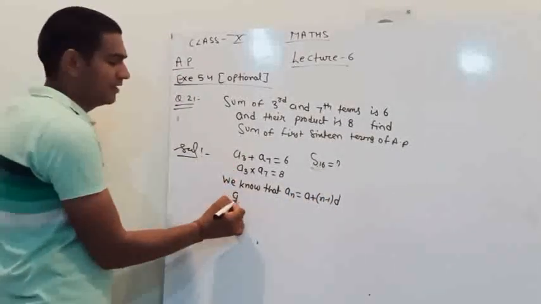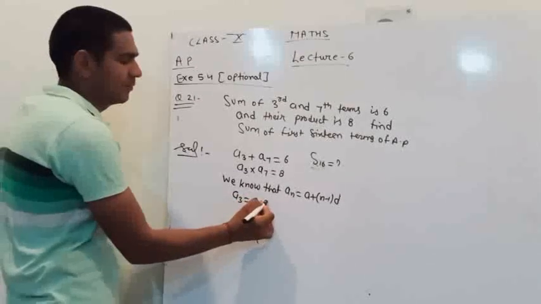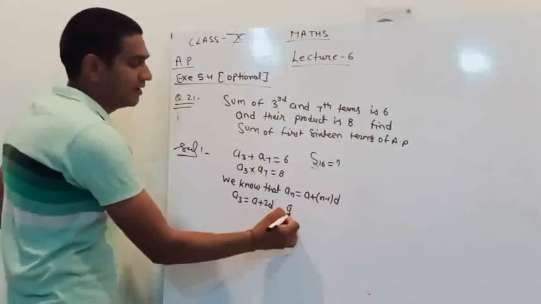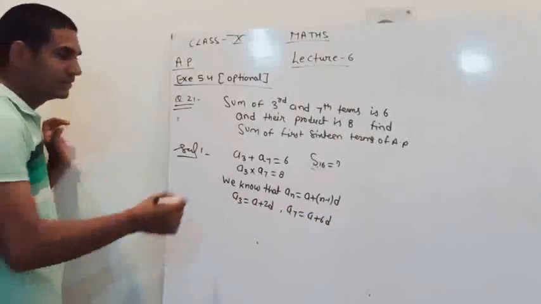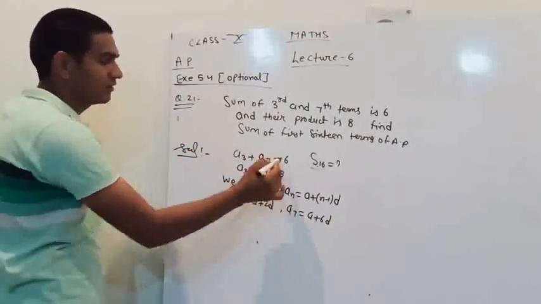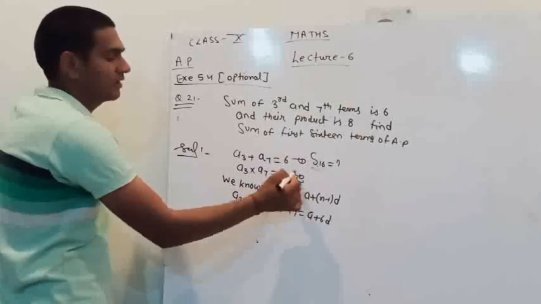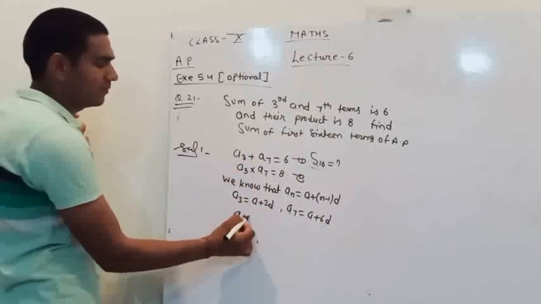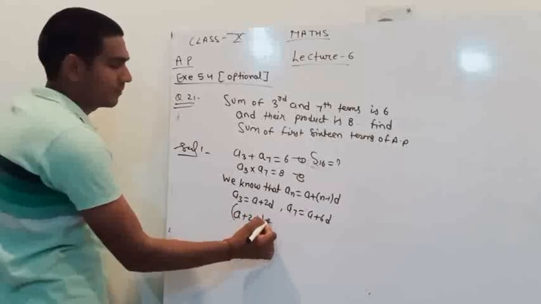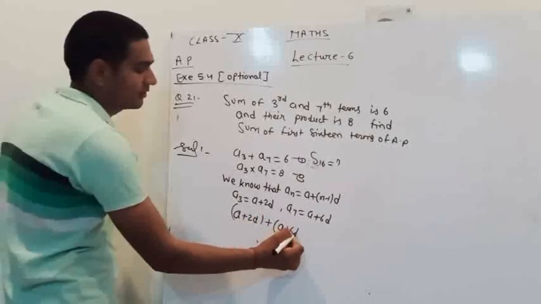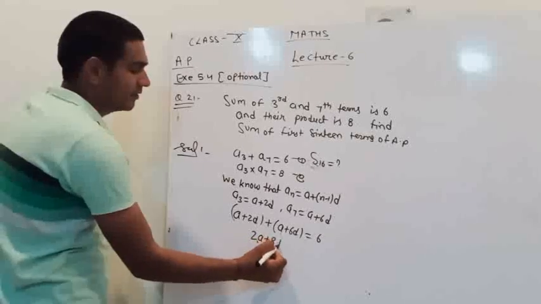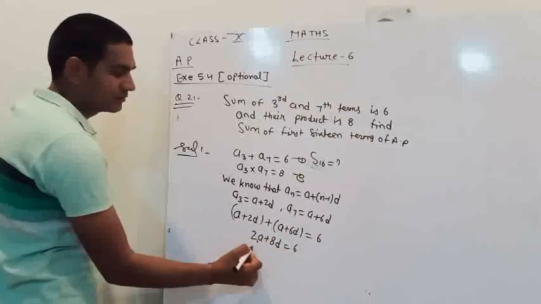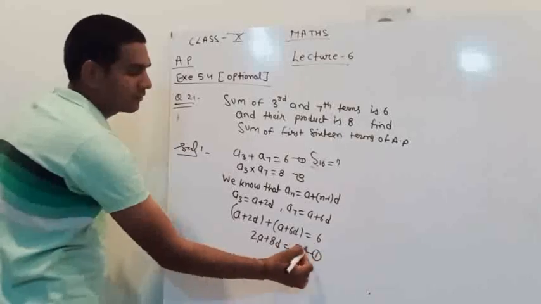So a3 can be written as a plus 2d, 3 minus 1, and a7 can be written as a plus 6d. Substitute in equation first: a plus 2d plus a plus 6d is equal to 6. 2a plus 8d is equal to 6. Equation number first.